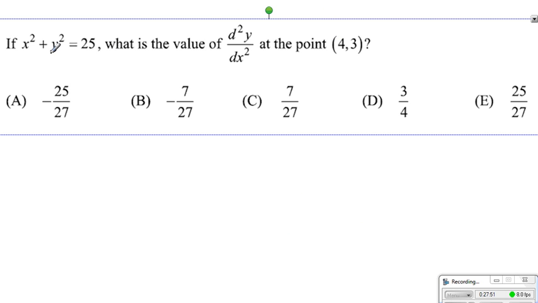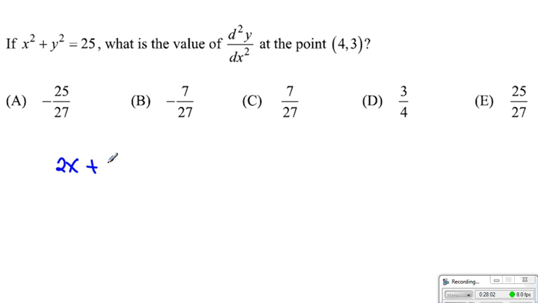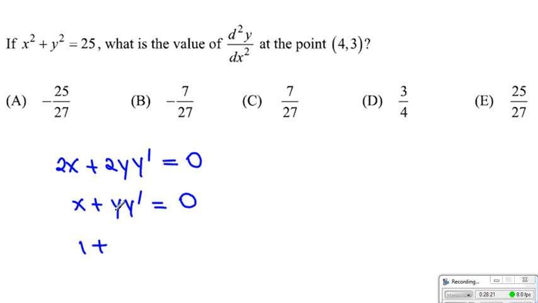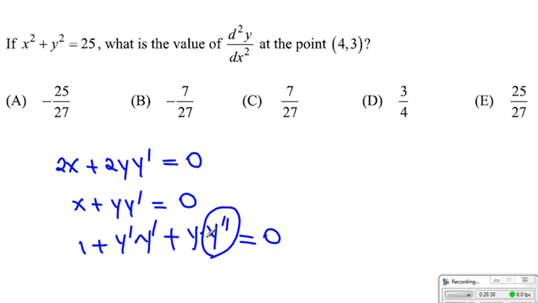Here we have basically a circle with the radius of 5. What is the value of the double derivative in this case? Let's talk about the first derivative. We have 2x plus 2y y prime is equal to 0. When you divide by 2, we have x plus y times y prime is equal to 0. When you take the double derivative, then here we have x becomes 1, plus derivative of y becomes y prime times y prime, plus the next one is y times y double prime is equal to 0. What we're looking for is this one. So we have to figure out all the other values. The y value, we know to be equal to 3, but how about y prime? I was able to calculate it in this way.